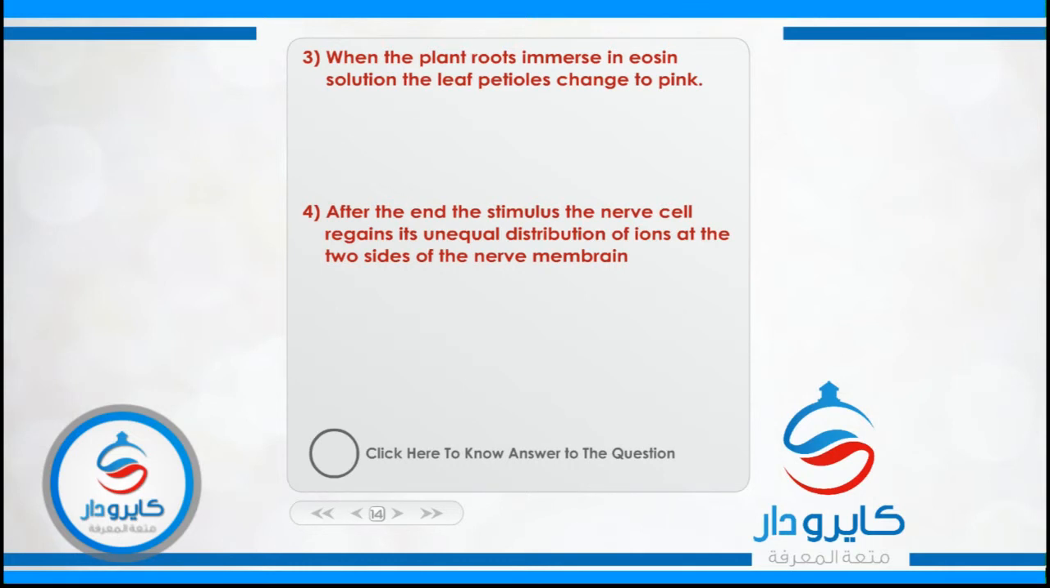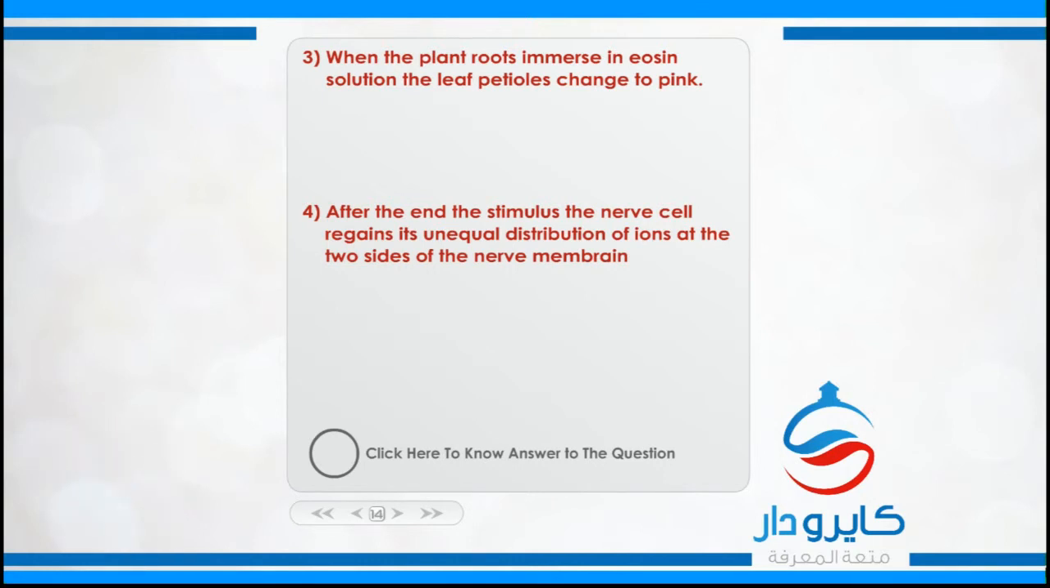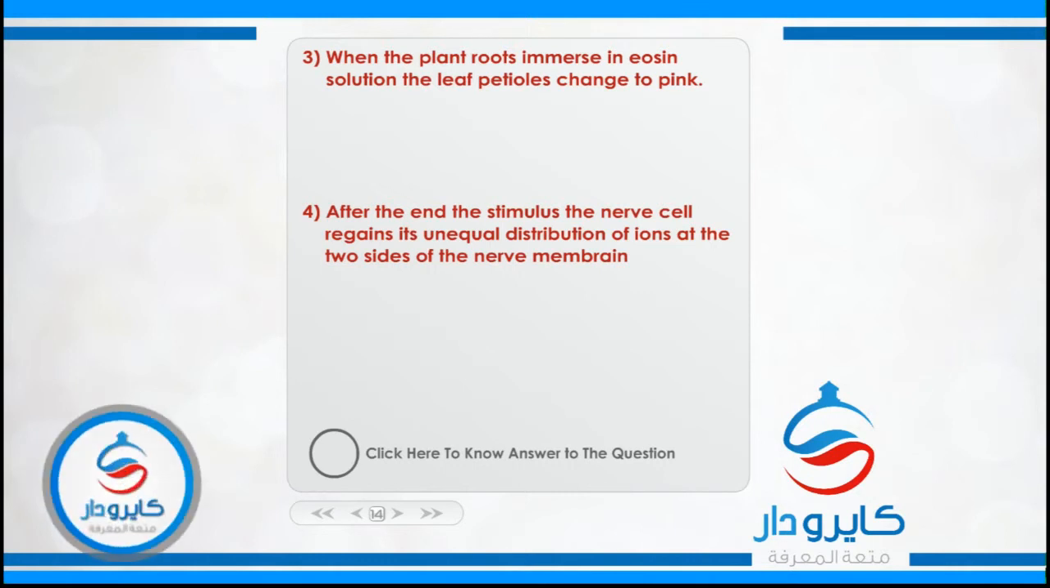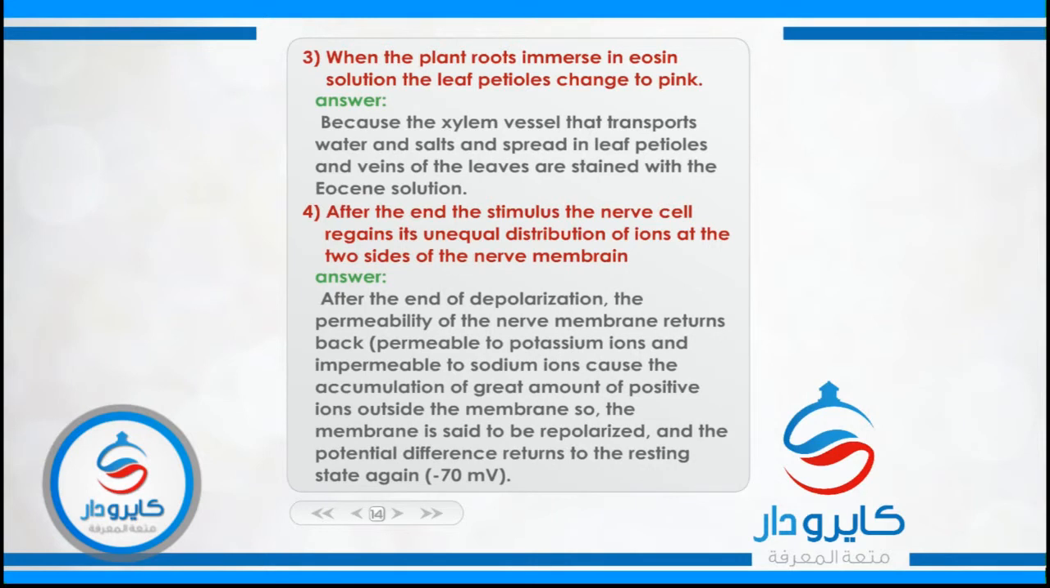We understand that when the nerve membrane is stimulated, the sodium ions move from outside to inside, changing the state of polarization into depolarization due to the accumulation of sodium ions inside the membrane. But after the end of the stimulus, the selective permeability of the nerve membrane returns and starts to push the potassium ions from inside to outside.